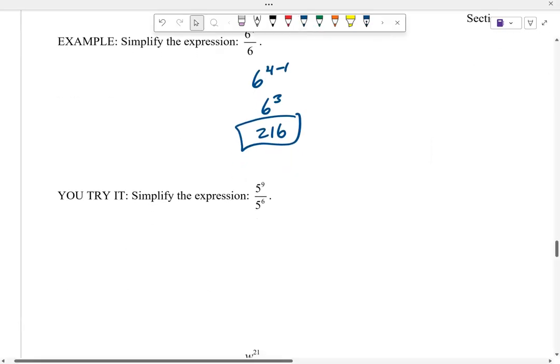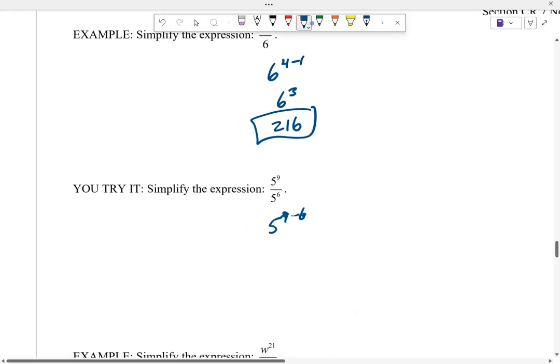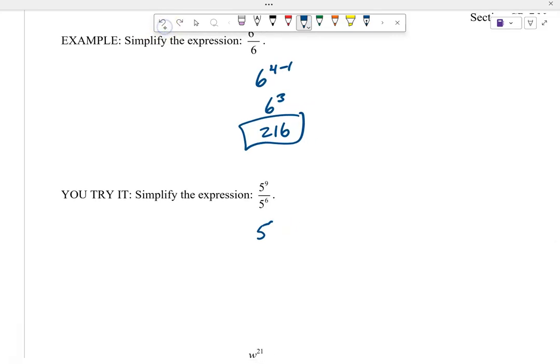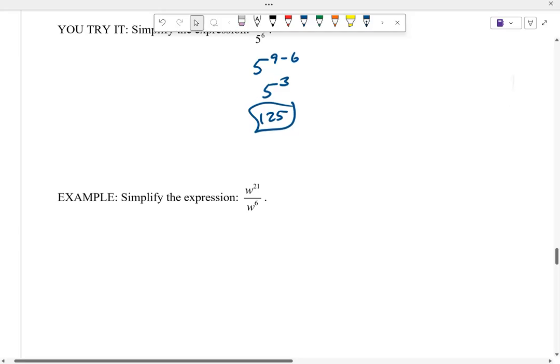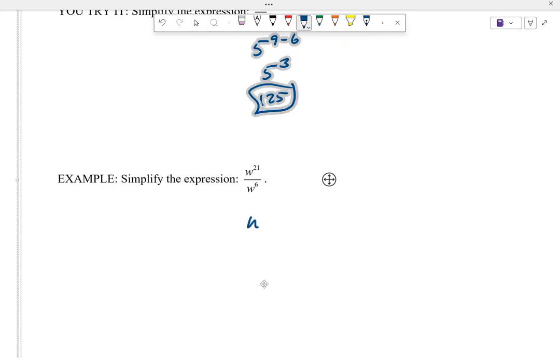Next one, you can go ahead and pause the video if you need. 5 to the 9th over 5 to the 6th, so that'd be 5 to the 9 minus 6. That's really bad writing there, sorry about that. Going a few more here. We got w to the 21 over w to the 6. So we end up with w to the 15 when we multiply those. Or, I'm sorry, subtract those.